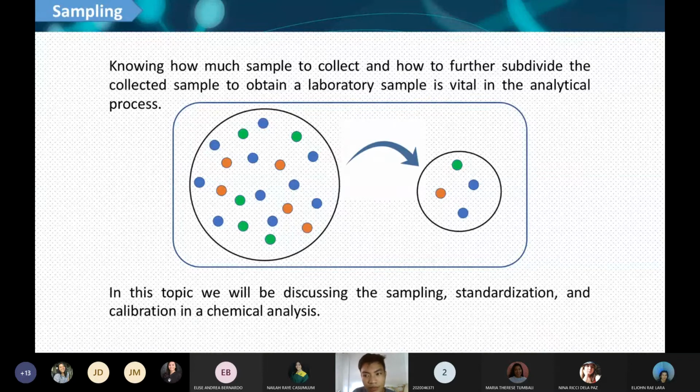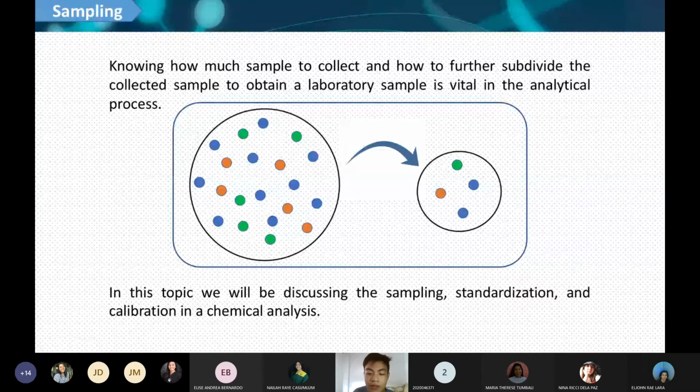So kunwari mag-analyze ka ng water, let's say Pasig River, you do not need to analyze the entire river, di ba? Di naman ganun ka ridiculous yung testing. So gagawin mo, you will just get a portion of the water, let's say 1 liter out of the entire volume of your river. So yun yung sampling. Kuha ka lang ng portion from your population or your original source.